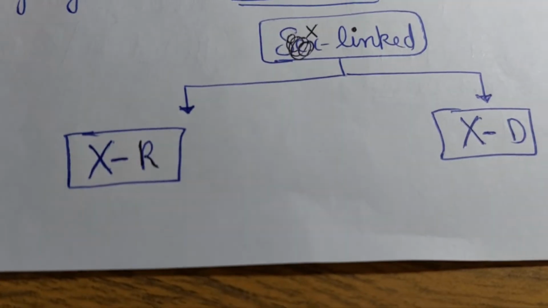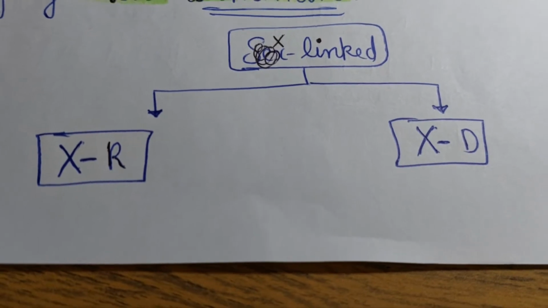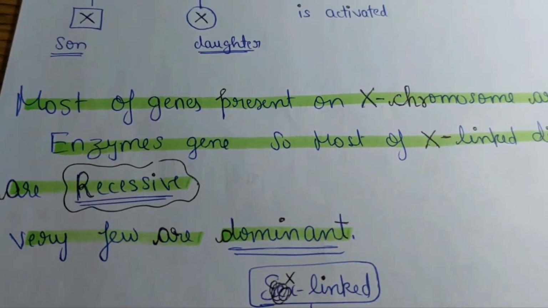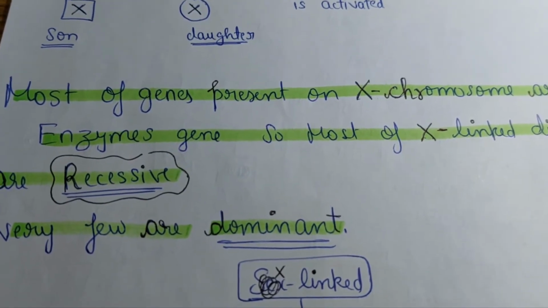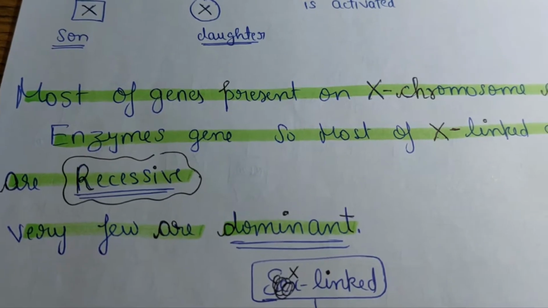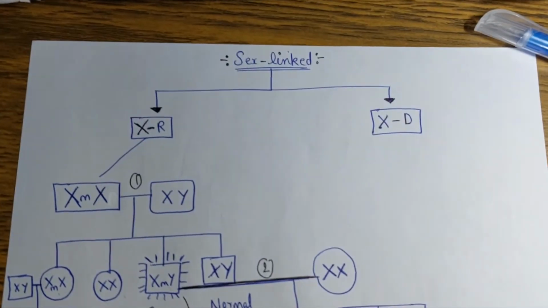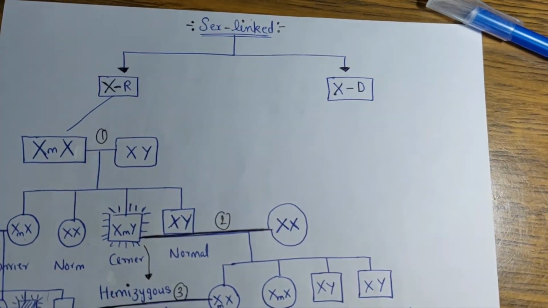X-linked disorders can be divided into X-linked recessive and X-linked dominant disorders. Most of the genes present on the X chromosome are enzyme related, so most of the X-linked disorders are X-linked recessive disorders. Very few are dominant disorders. Now we are going to study more about X-linked disorders. First, we are going to discuss the X-linked recessive disorders.